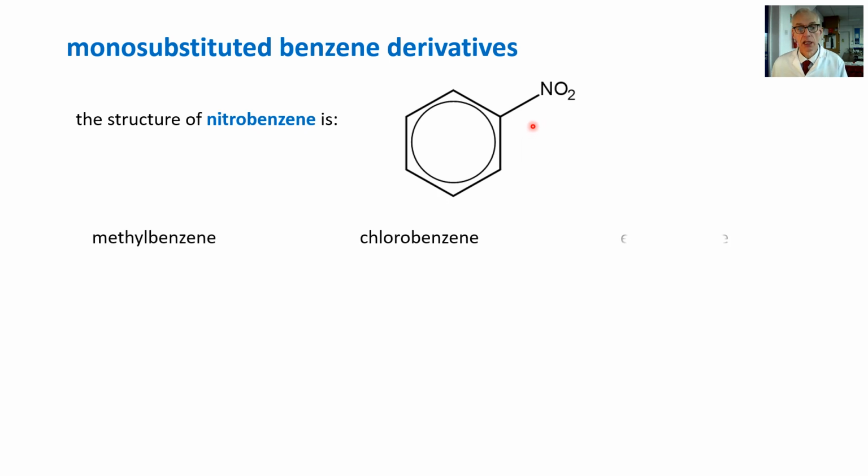So if I identify three, methylbenzene, chlorobenzene and ethylbenzene, could you draw the structures? Pause the lesson, draw the structures, come back to check against my answers.